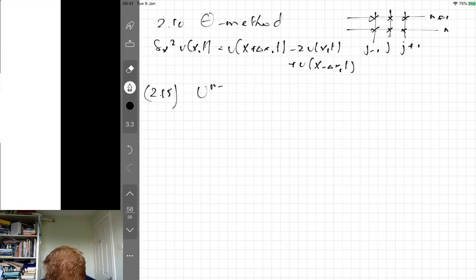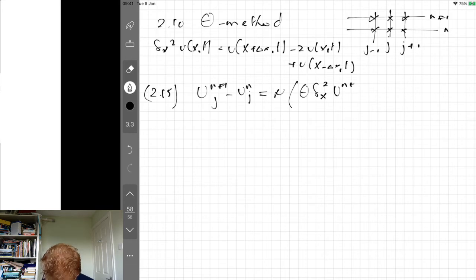So it's u n plus 1 j minus u n j. If you divide that by delta t, you have the du dt approximation. It is mu, which is delta t over delta x squared. So I already took the delta t to the other side, and now you take theta in the future and weight 1 minus theta in the past.